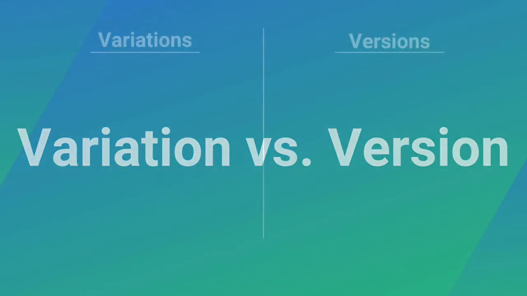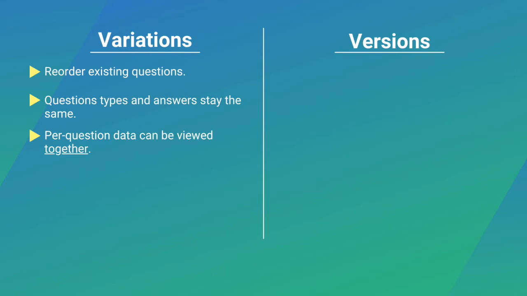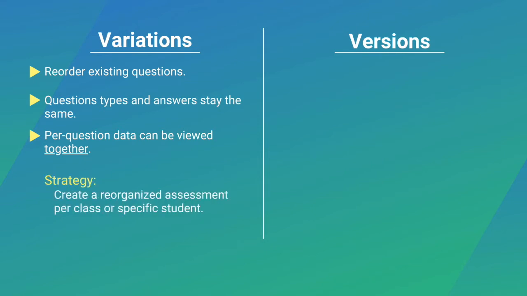There are some key differences between variations and versions in order to understand the purpose of each. Variations allow for reordering questions while still keeping the ability to map questions so that item-specific data can be reviewed. You cannot adjust the answers between variations. Variations are good for developing reorganized assessments per class or for specific students.